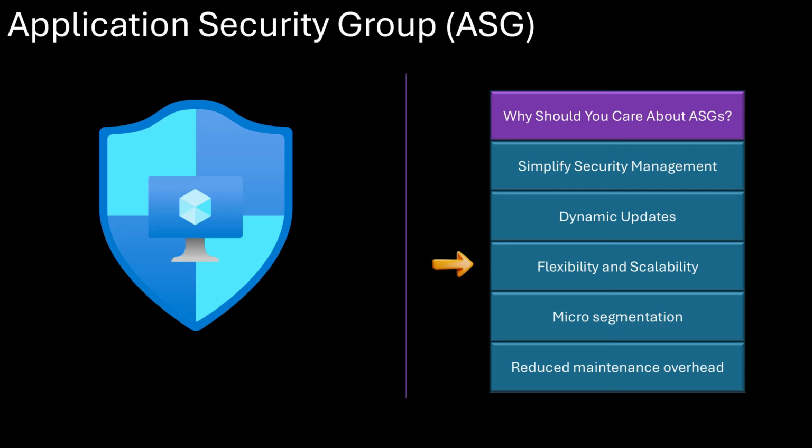One VM can belong to multiple ASGs. Such flexibility allows you to mix and match roles. For example, a VM could be both part of a web group and a monitoring group. Using ASG, you can create fine-grained network security policies by segmenting resources based on their role. For instance, you can allow only web servers to talk to the database layer on port 1433 while blocking everything else.